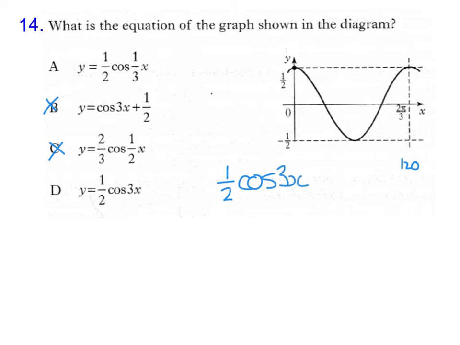It's not been moved up anything because it goes from 1/2 to minus 1/2, so we are done. So that leaves us with D there. So it's a half cos 3x. Technically, that could be a wee National 5 one if they just took out the radians.